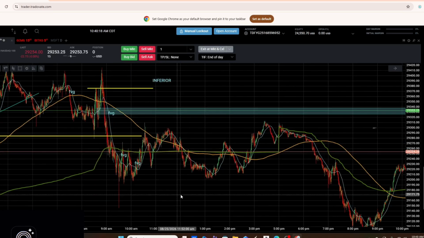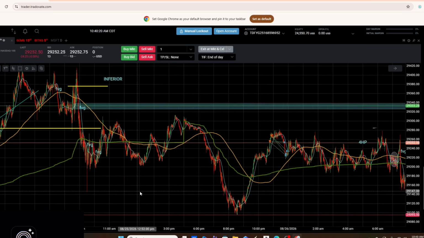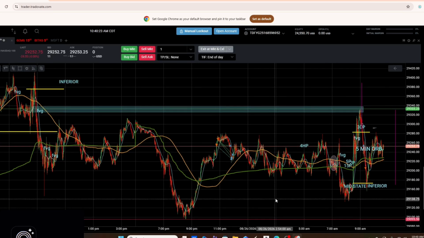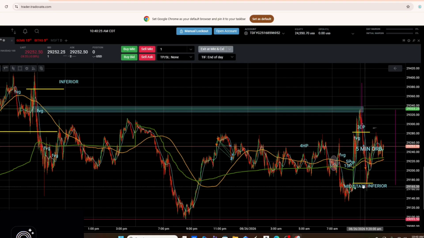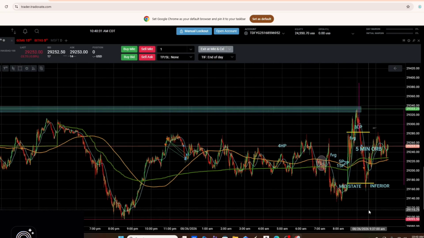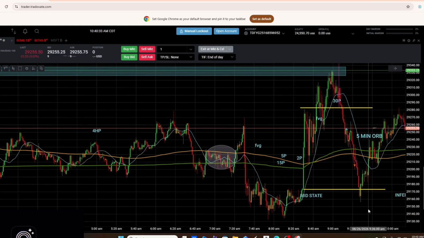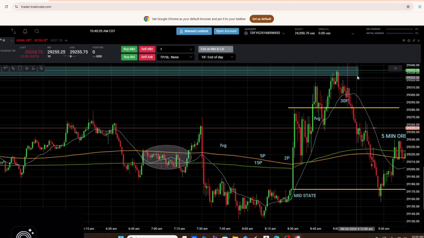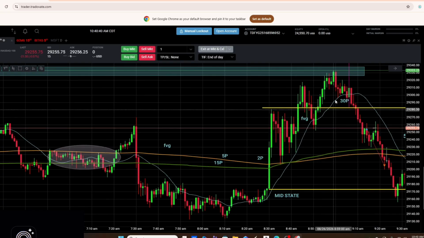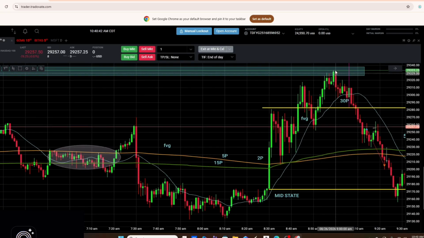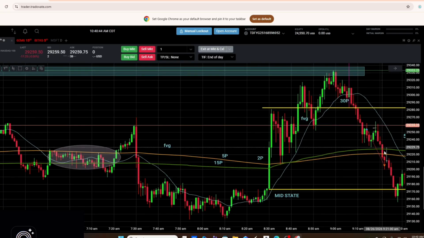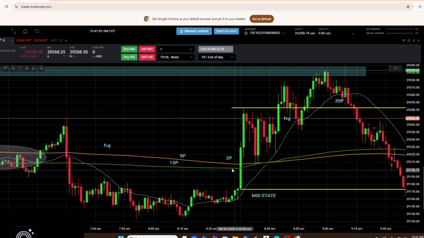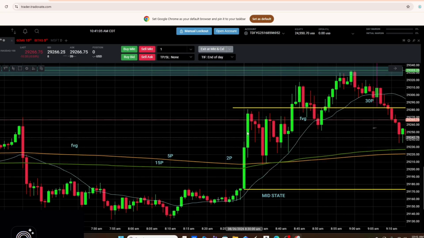Well, what did price do? Just like our protocol says, in a mid-state, price can shoot all the way up to 160 points, find the fair value gap, and then reverse. And as you see, price went all the way up from 170 to 233, 163 points, came into that gap, and came back down.